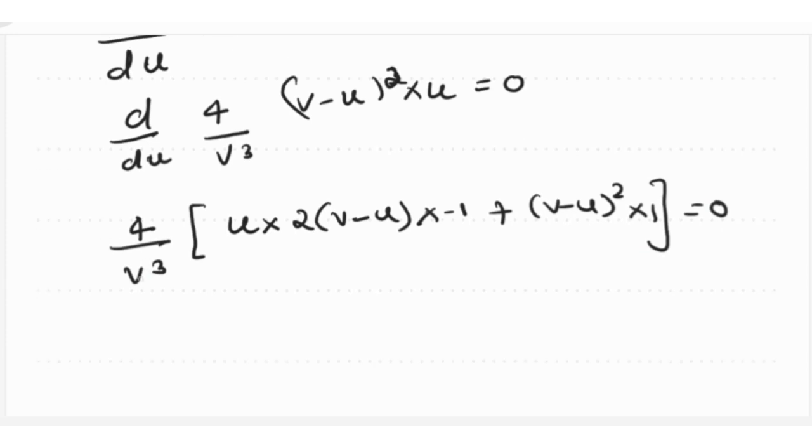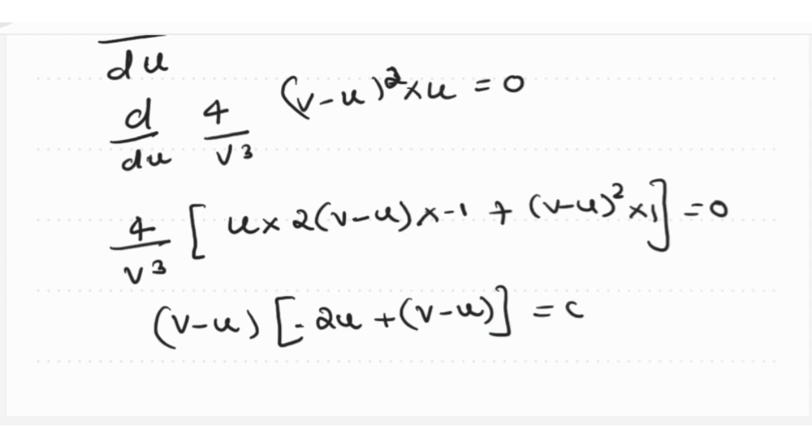So I will take 4 by v cube to the other side, that will be equal to 0. So if you solve it, you will get the answer like v minus u, and v minus u is common here, so what is left is 2u here, that is minus, plus, so what is left is v minus u here, so that will be equal to 0.